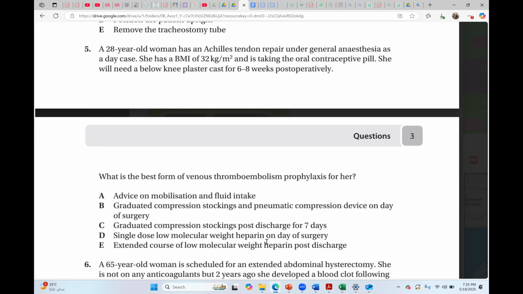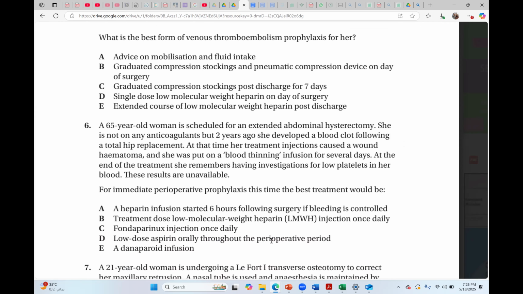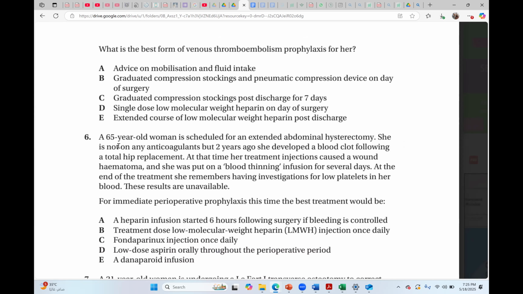Then next step will be what are different types of heparin. Okay. What are alternatives of heparin? Like the next question is also almost the same topic. So let's see. 65-year-old woman is scheduled for an extended abdominal hysterectomy. Okay. She is not on any anticoagulants, but 2 years ago she developed a blood clot following a total hip replacement. Okay. So you can see that there is history.